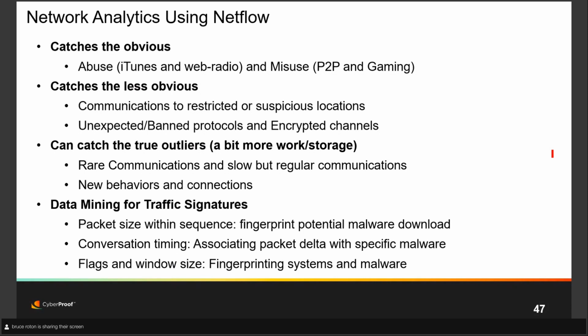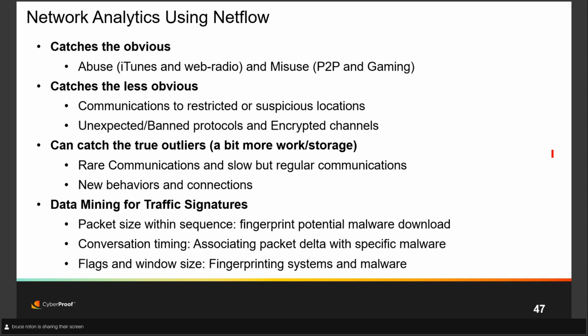Also, unexpected banned protocols and encrypted channels. Almost every time I've done a network analysis for a customer, we've always found protocols that they say are blocked by the firewall. Unfortunately, the place we were sensing these communications was outside of their firewall, in the router. So this is also a good way to find out if your firewall is actually blocking the protocols you think it is. But as you get more granular, you can catch the really interesting stuff out on the edges of the bell curve where life gets really interesting.